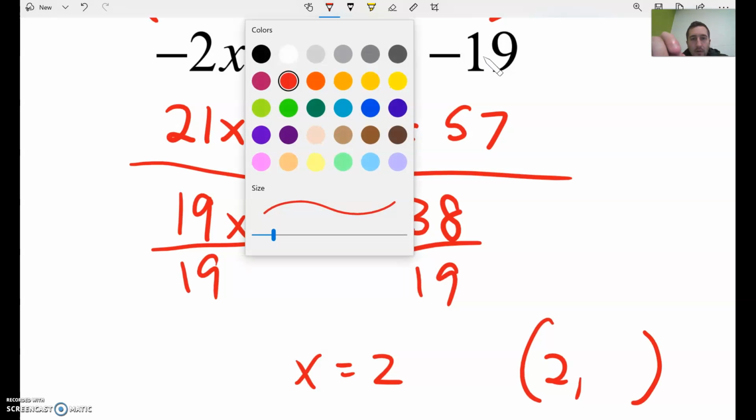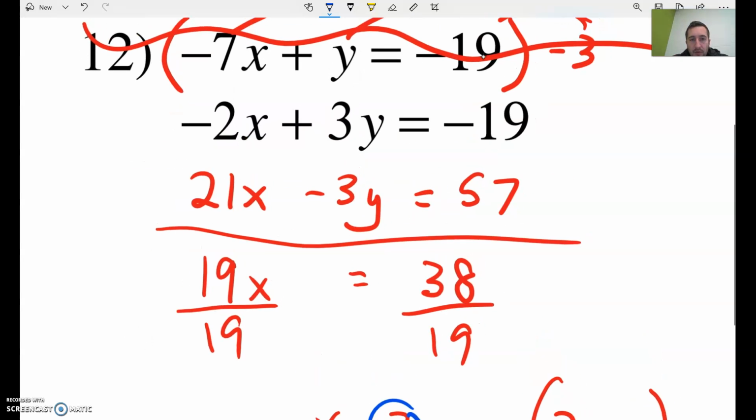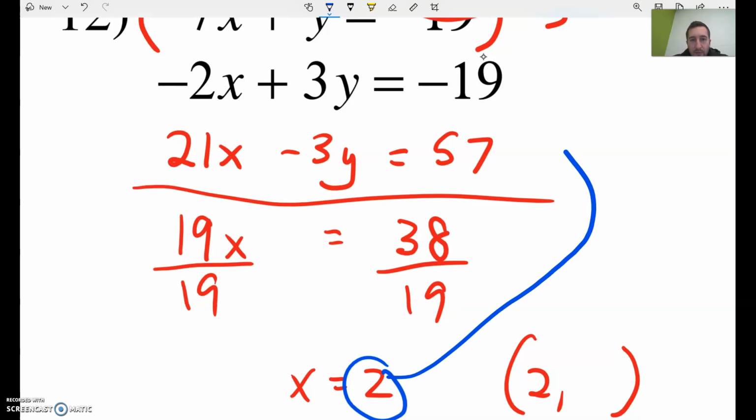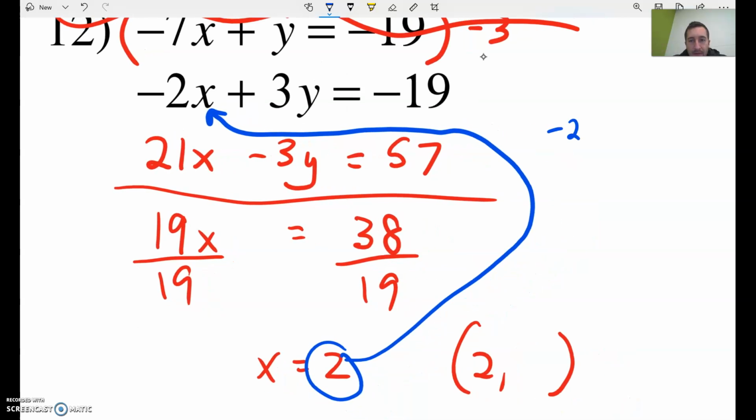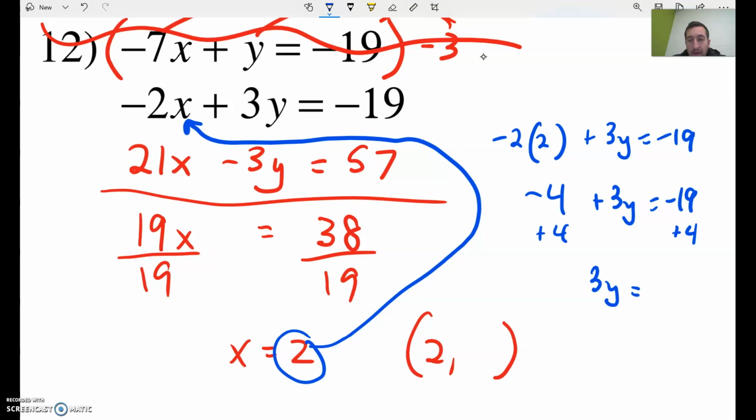So, take the 2, plug it back into any of these. Let's just pick the one with the smaller numbers. Let's pick that one. See what you get. -2 times 2 plus 3y equals -19. -4 plus 3y equals -19. Add 4 to both sides. 3y equals -15. Y equals -5.